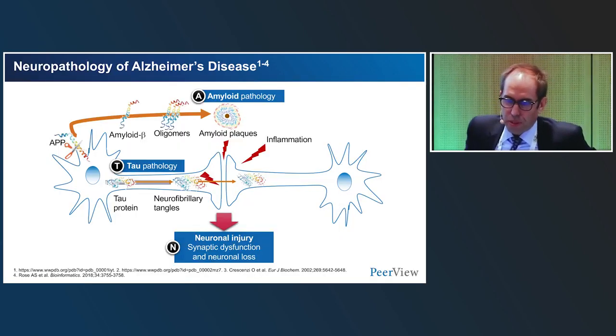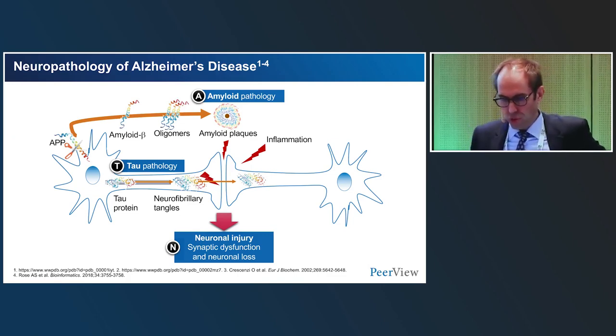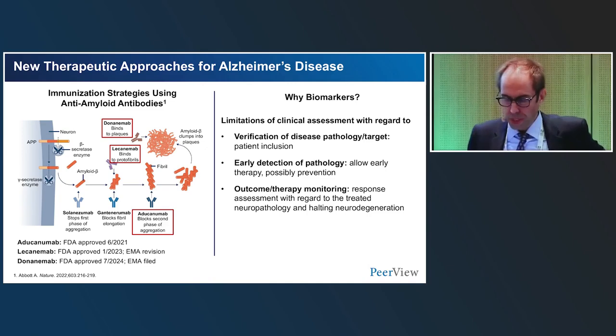To start with the neuropathology of Alzheimer's disease. For many years now, it has been divided in three categories, which is A, T, and N. A standing for amyloid pathology, the extracellular aggregation of amyloid. T for tau pathology, the intraneuronal aggregation of tau. And N for neuronal injury, the resulting dysfunction of synapses of neurons, and finally their loss.